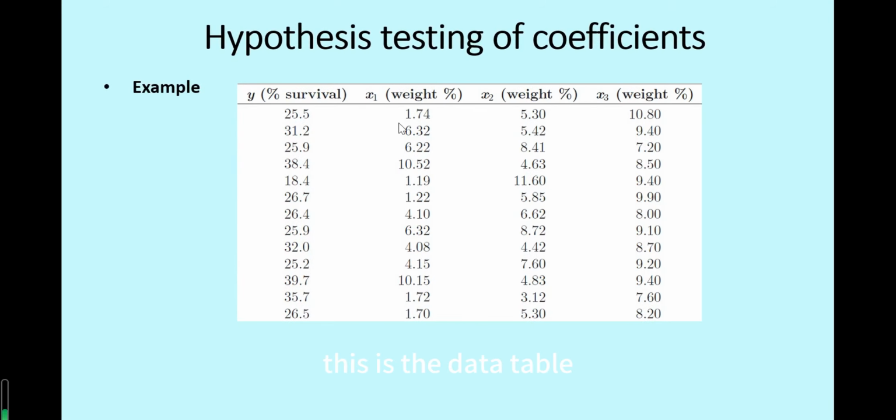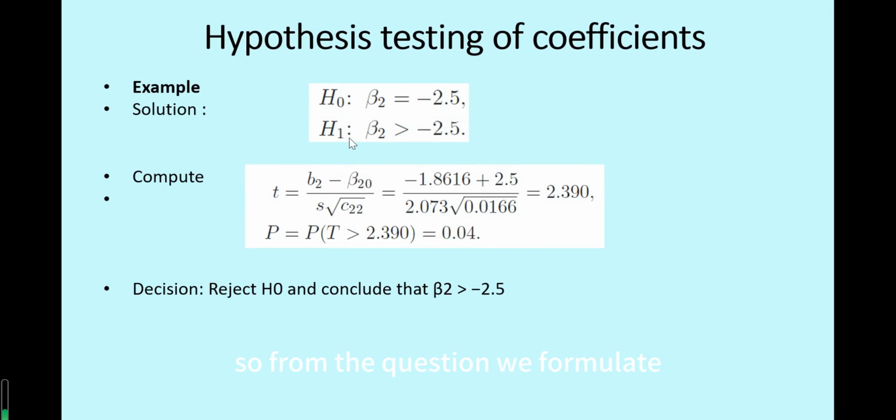This is the data table: y, x1, x2, x3. This is a multiple linear regression with 3 independent variables. From the question we formulate the null hypothesis, beta 2 equals minus 2.5, and the alternative hypothesis, beta 2 larger than this value. So this is a one-tail test. It's different from what we have seen on the previous page with two-tail tests.